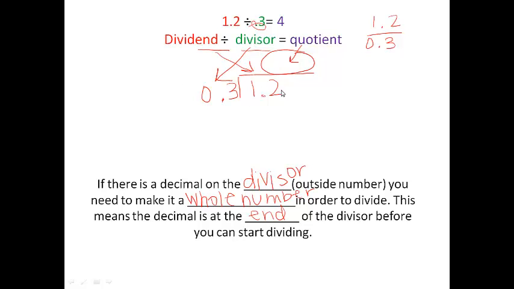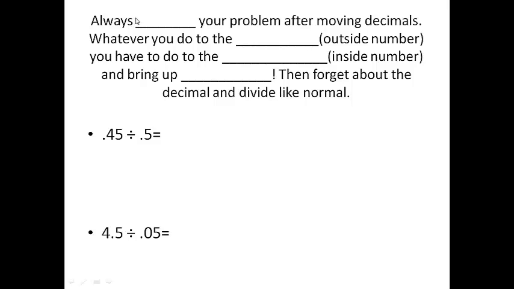So let's go to the next one. Always rewrite your problem after moving the decimals. We're going to do all these steps down here, but I just want to write the blanks in first. Always rewrite your problem after moving the decimals. Whatever you do to the outside number, what do we call the outside number? Very good, the divisor. Whatever we do to the divisor or the outside number, you always have to do to the inside number. And what do we call the inside number? The dividend.